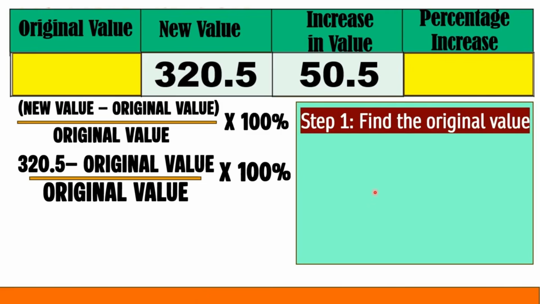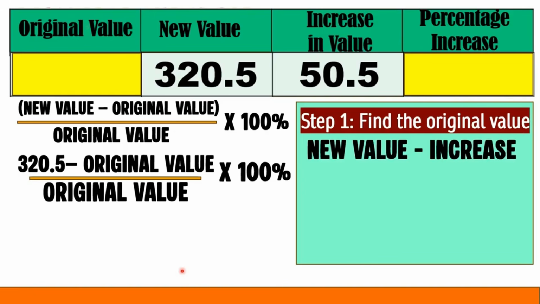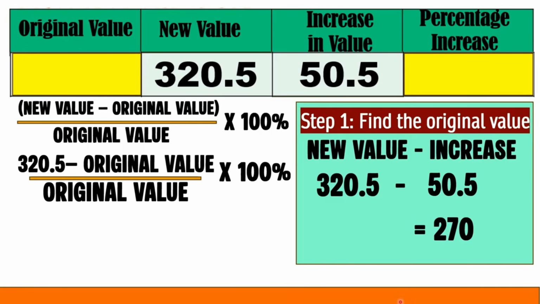First step is to find the original value. To find the original value, we're going to find the difference between the new value and the increase in value. So we have new value 320.5, while the increase in value is 50.5. Then 320.5 minus 50.5 is 270. Therefore, our original value is 270.